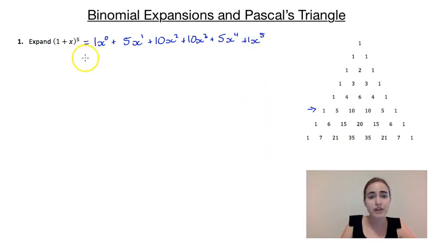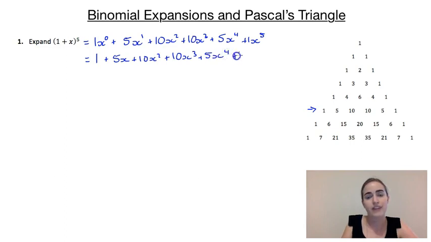And then I can simplify those down a little bit. This is just going to be 1 plus 5x plus 10x squared plus 10x cubed plus 5x to the power of 4, and then just plus x to the power of 5.